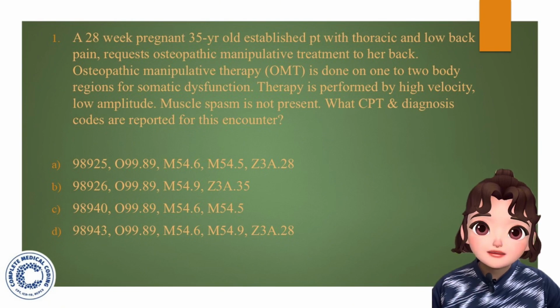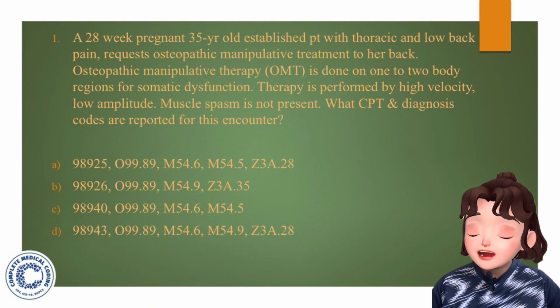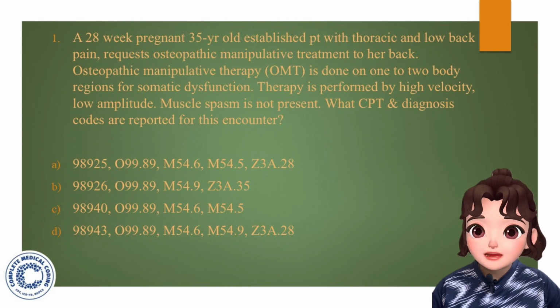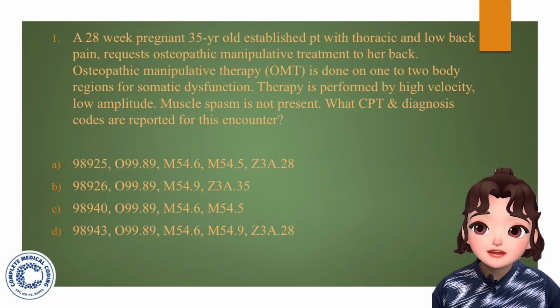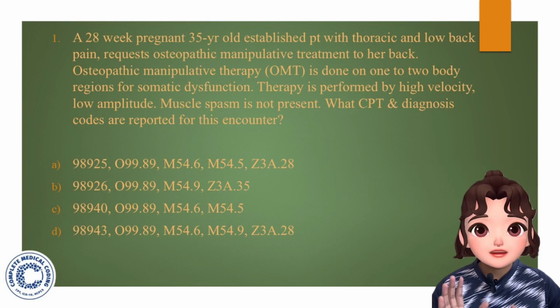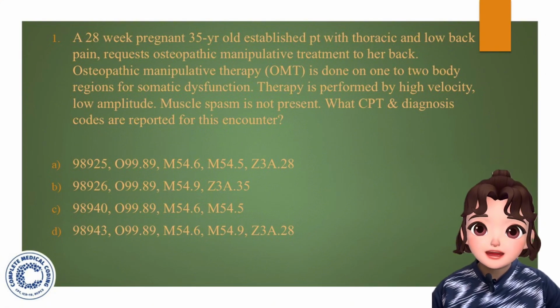Still, you check the other CPT, 98943 in option D. 98943 is chiropractic manipulative treatment, extraspinal. This is not chiropractic manipulative treatment. This is osteopathic manipulative therapy. See, so you can skip option D. So we already got the correct answer as option A.